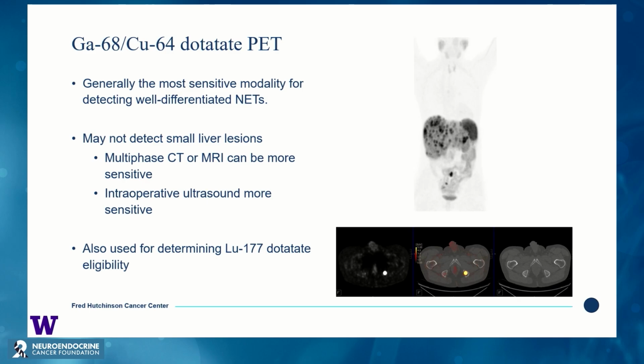They may not detect very small liver lesions, which is why it's important to get a multiphase CT or MRI to put together with the Dotatate PET. That will improve the sensitivity. And for small lesions in the bowel, when you're trying to find the actual primary lesions, sometimes intraoperative ultrasound can also be more sensitive. But Dotatate PET can often be used to find those small bowel lesions as well. And so putting those imaging modalities together increases the likelihood that we can find those disease sites, particularly the primaries.